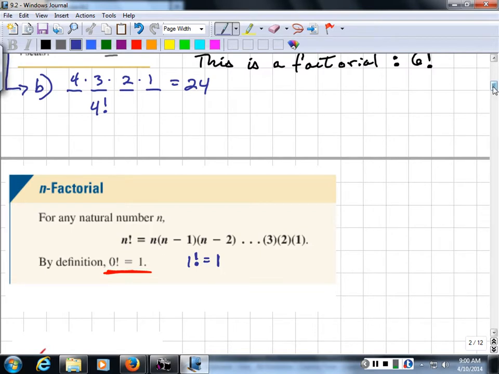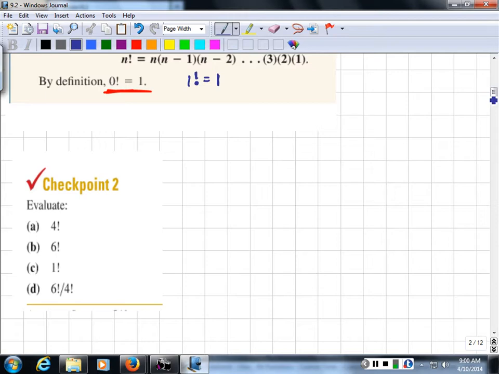All right, so checkpoint number 2. 4 factorial. We already know what that is. We calculated that previously. We know what 6 factorial is, right? We calculated that previously. I just told you that 1 factorial is 1. But now, what's 6 factorial divided by 4 factorial? Well, before you start punching it into your calculator, Jesse, let's examine that for a moment.